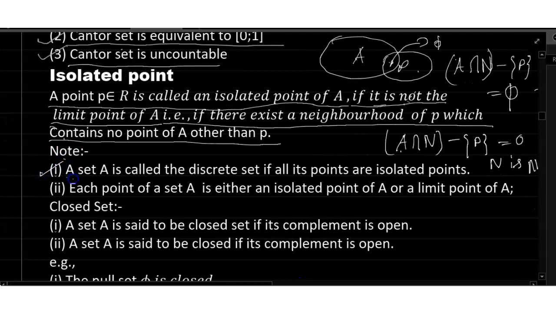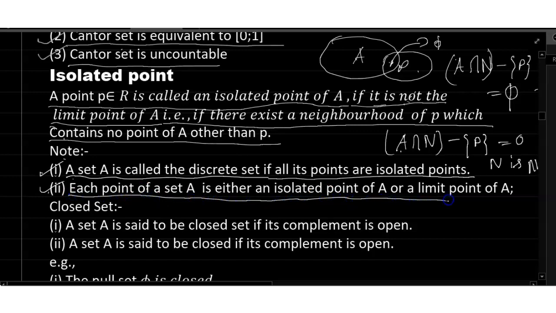Next. A set A is called a discrete set if all its points are isolated points. Each point of a set A is either an isolated point of A or a limit point of A.